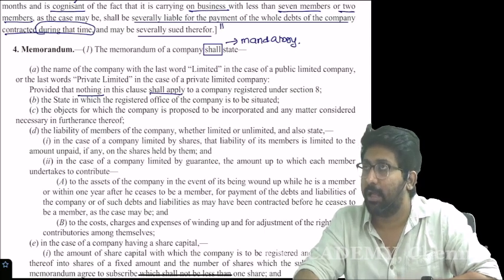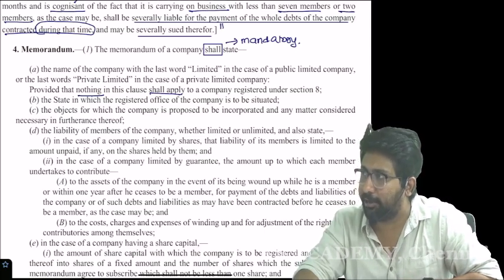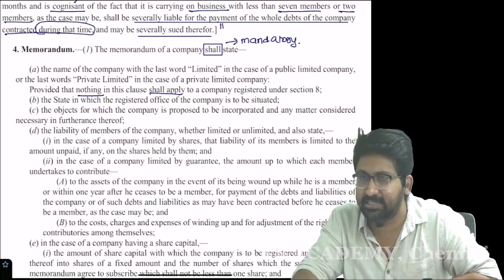Sir, listen. We are talking about whether a Section 8 company can voluntarily use the word private or public. That is the question now. Okay? The answer is can, not cannot.